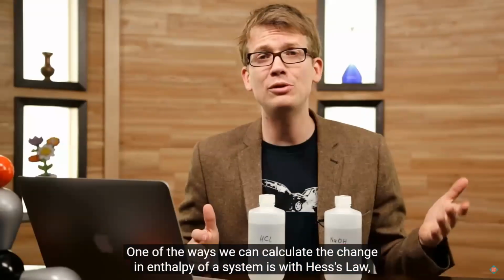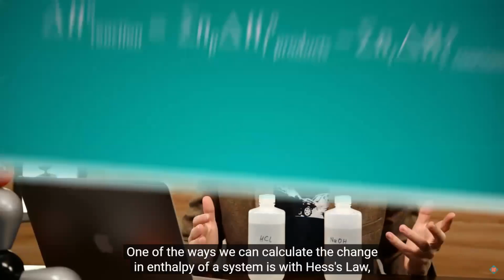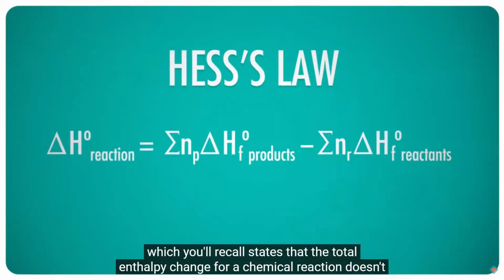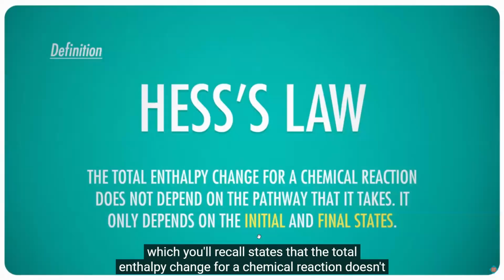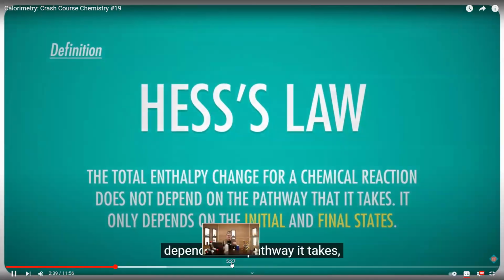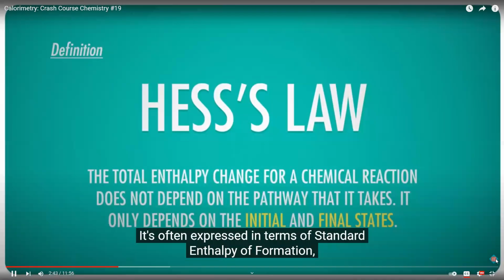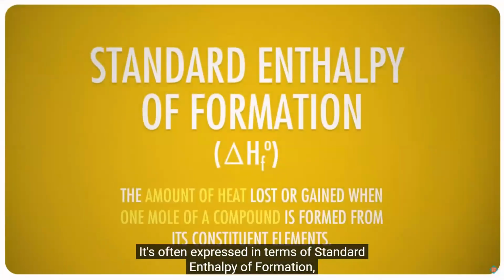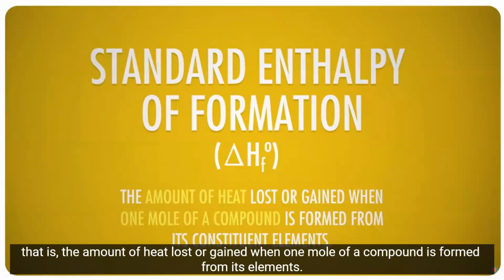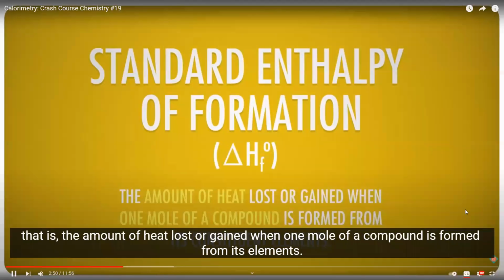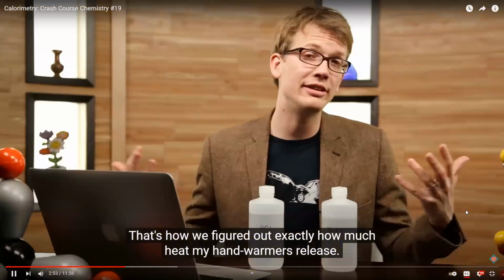One of the ways we can calculate the change in enthalpy of a system is with Hess's law, which you'll recall states that the total enthalpy change for a chemical reaction doesn't depend on what pathway it takes, but only on its initial and final states. It's often expressed in terms of standard enthalpies of formation. That is the amount of heat lost or gained when 1 mole of a compound is formed from its elements. That's how we figured out exactly how much heat my hand warmers release.